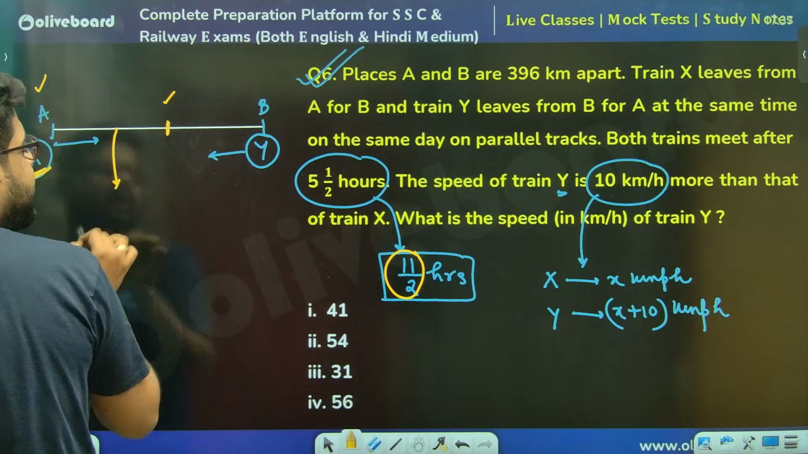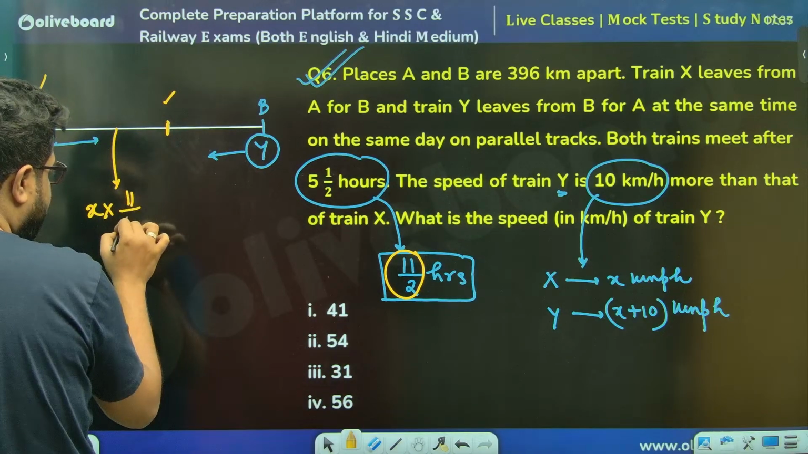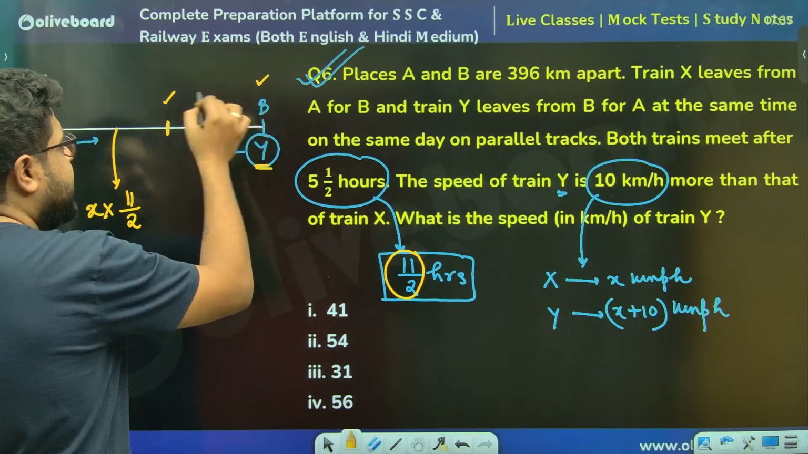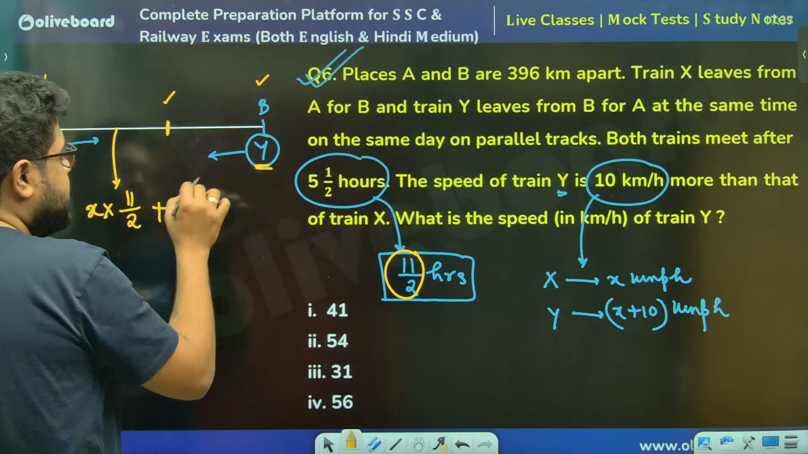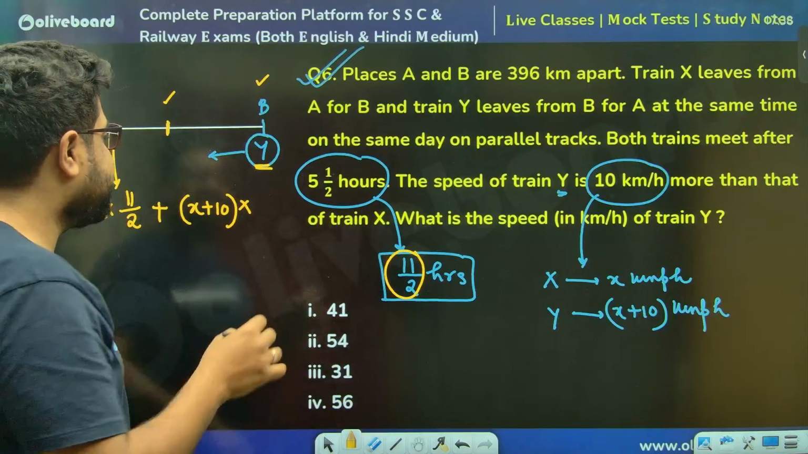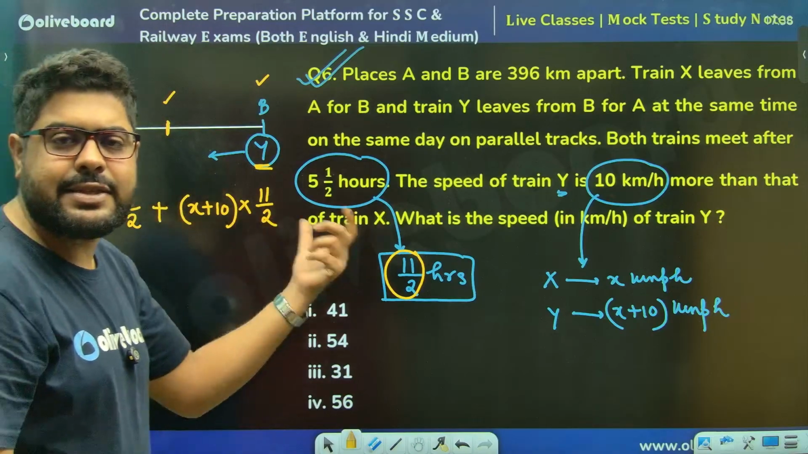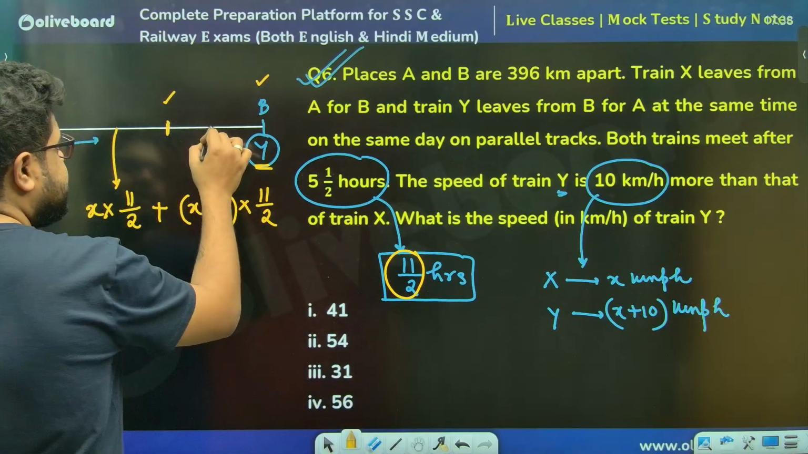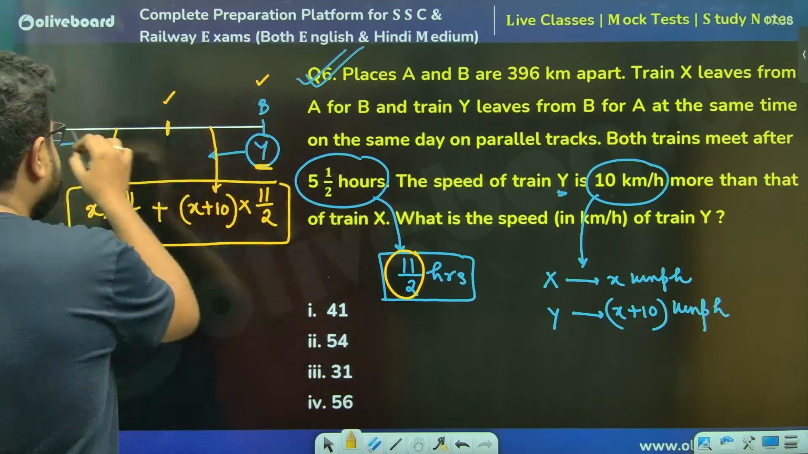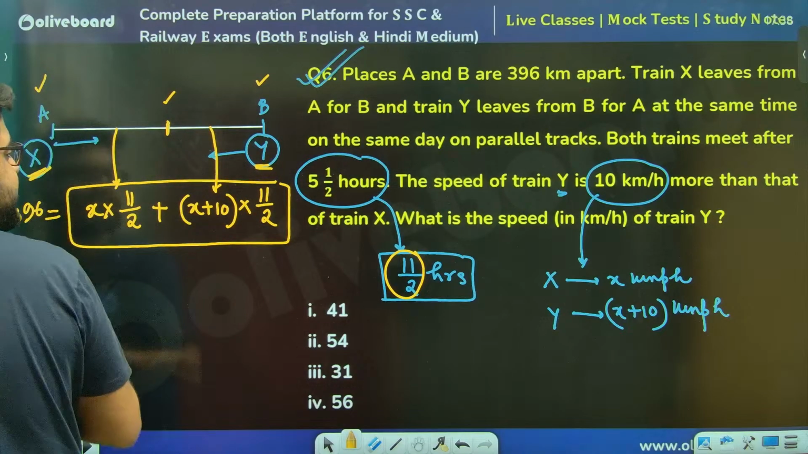So can I figure out this distance? I know the speed of X is x, into time, which I also know. Now the same thing for train Y: it started here and reached here. The speed of train Y is x plus 10, into the time, which is the same because both started together and travel for the same time. So this is this distance. If I take the sum of these, I'll get the entire length, which is 396.